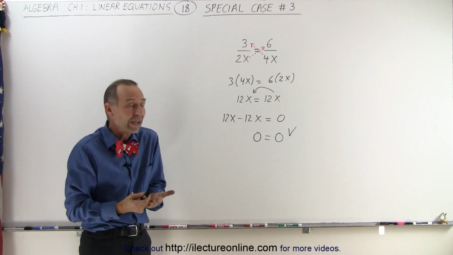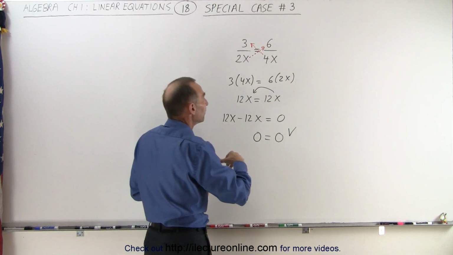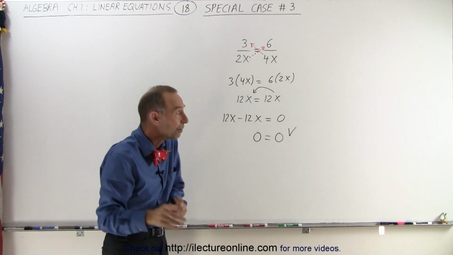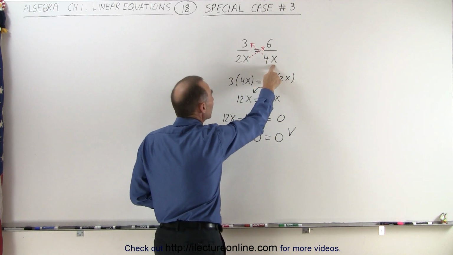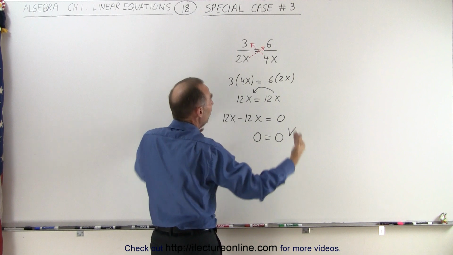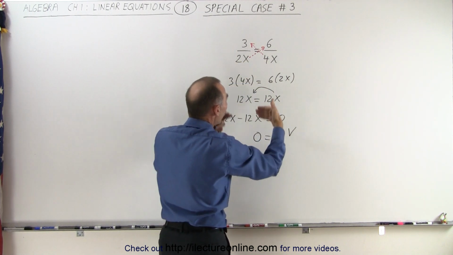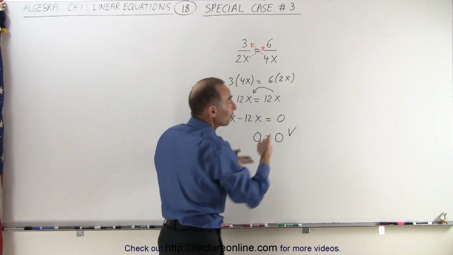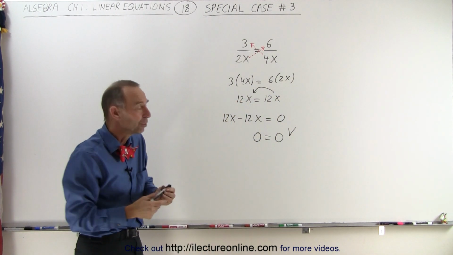For any value of x, that will always be the case. It doesn't matter what value we plug in. Now you may say, well, there's one exception. We cannot let x equal 0 because then the denominators become 0. But when we cross multiply and we write the equation in this format, then x can also be 0, and then 0 equals 0 is still a correct solution. In other words, x can be an element of the reals.